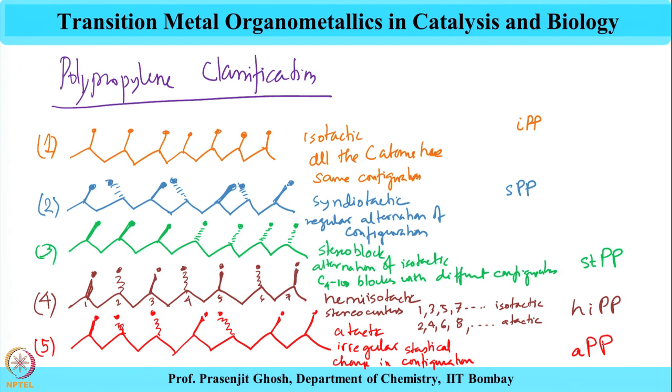Then we have stereo block polypropylene, where there is a block of the same side oriented methyl groups, followed by another block of different side oriented methyl group. Then we have hemi-isotactic, in which half of the centers are isotactic, that means they occur in a regular arrangement towards one side, and the other half is atactic, that means they can appear in any direction, followed by the last one, which is a completely irregular statistical change in configuration, which is called atactic polypropylene.